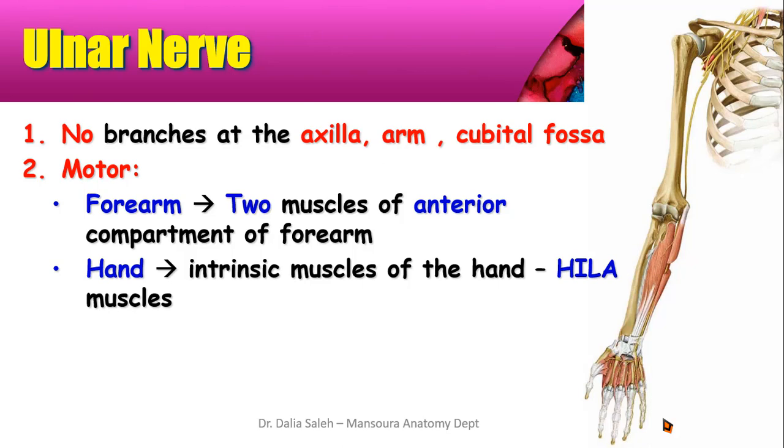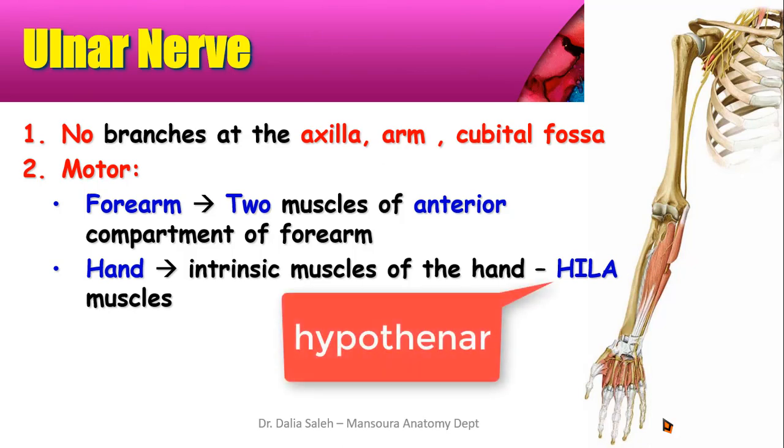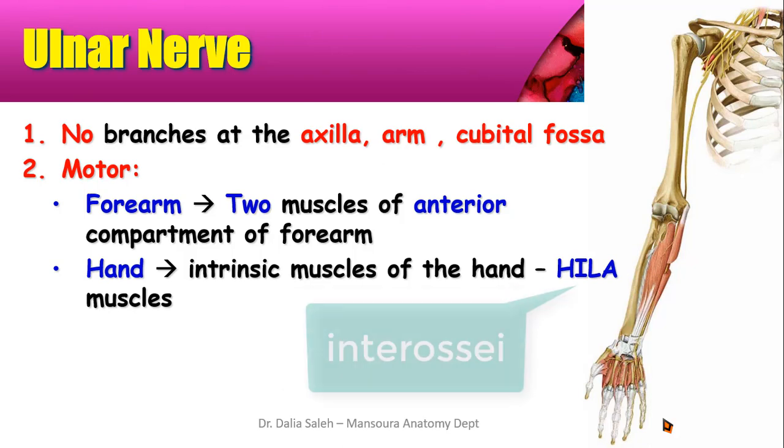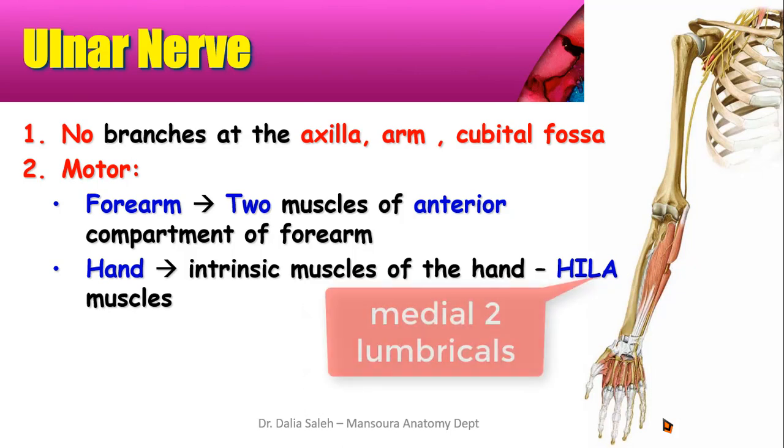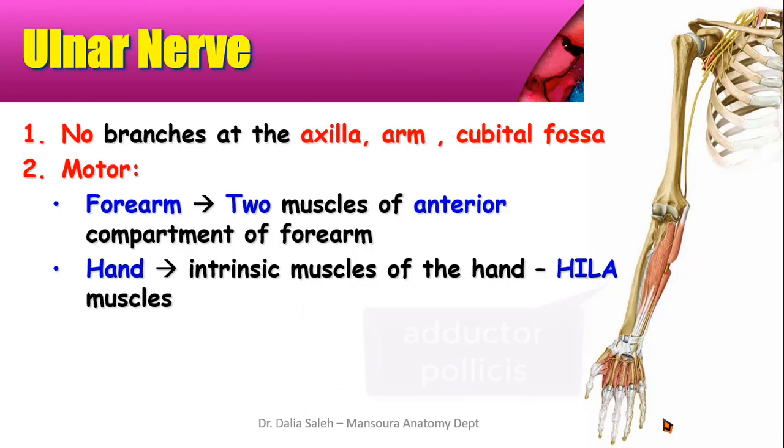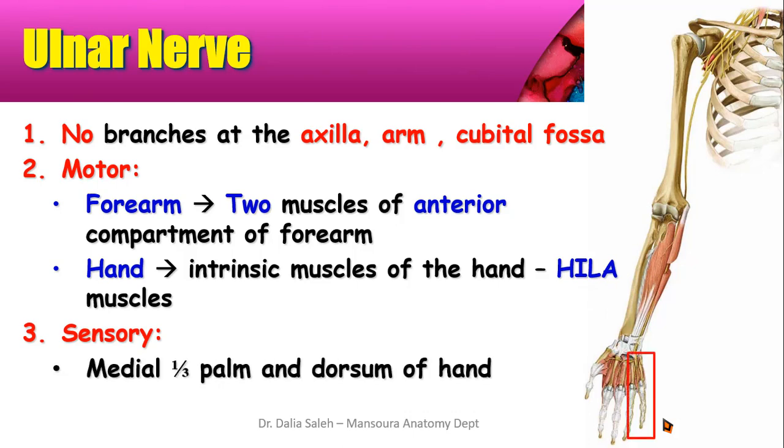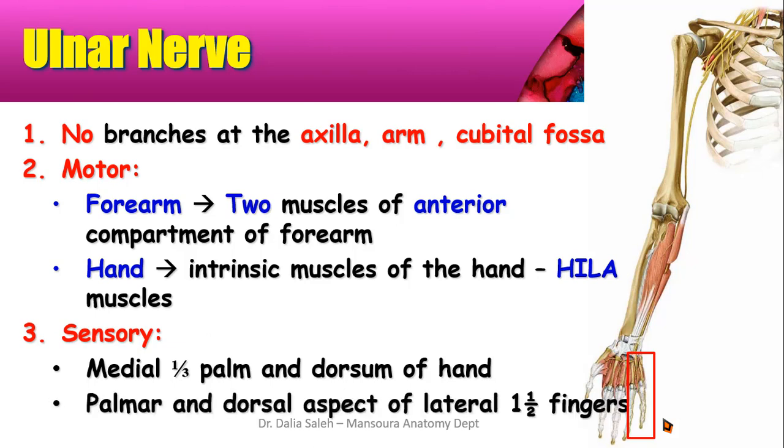We will remember them by the word HELA, since it will supply the muscles of the hypothenar eminence, the interossei, the medial two lumbricals, and the adductor pollicis. Also, it gives the sensory branches to the medial third of the palm and the dorsum of the hand, and also to the palmar and dorsal aspect of the lateral 1½ fingers.